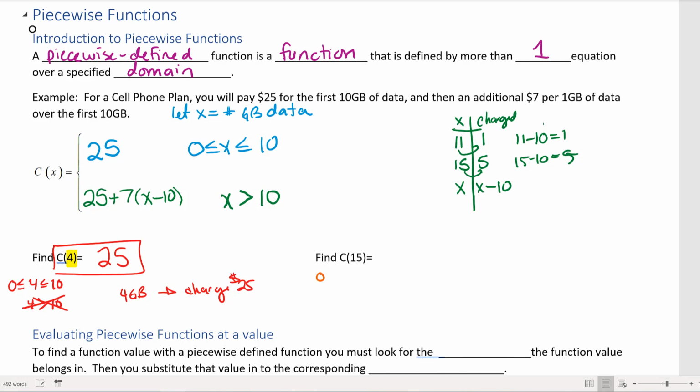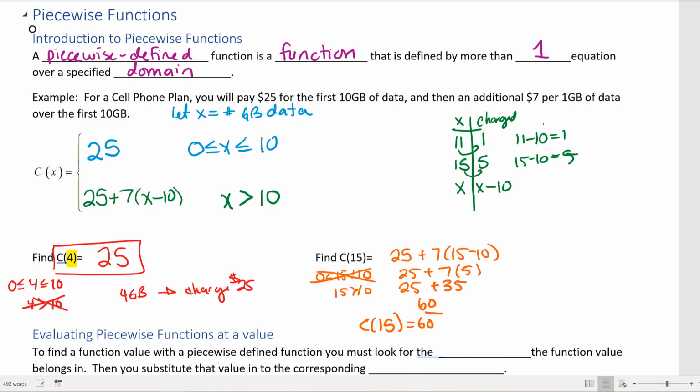Let's look at our next example, C of 15. Well, is 15 between 0 and 10? Or is 15 greater than 10? Well, 15 is greater than 10, so I'm going to use the green equation. I'm going to plug 15 into my equation. I have 25 plus 7 times 15 minus 10. That's 25 plus 7 times 5, 25 plus 35, and that's 60. So C of 15 is equal to 60. What does that mean? That means if I use 15 gigabytes of data in that month, I'm going to be charged $60.